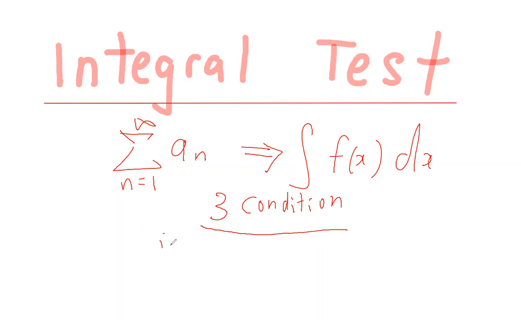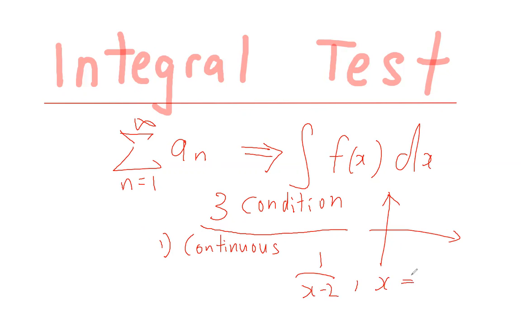The first is that the function has to be continuous. What is meant by continuous? It means that when we plot a graph, it does not stop at any point; it is very smooth, so-called continuous. And what does non-continuous mean? For example, 1 over x minus 2, where x cannot be equal to 2, right? Because when x is 2, we get 1 over 0, which is undefined.